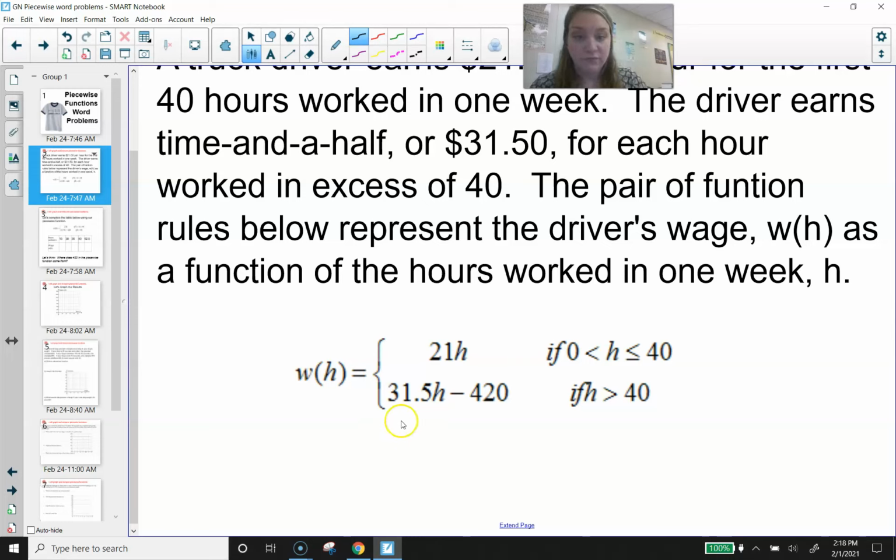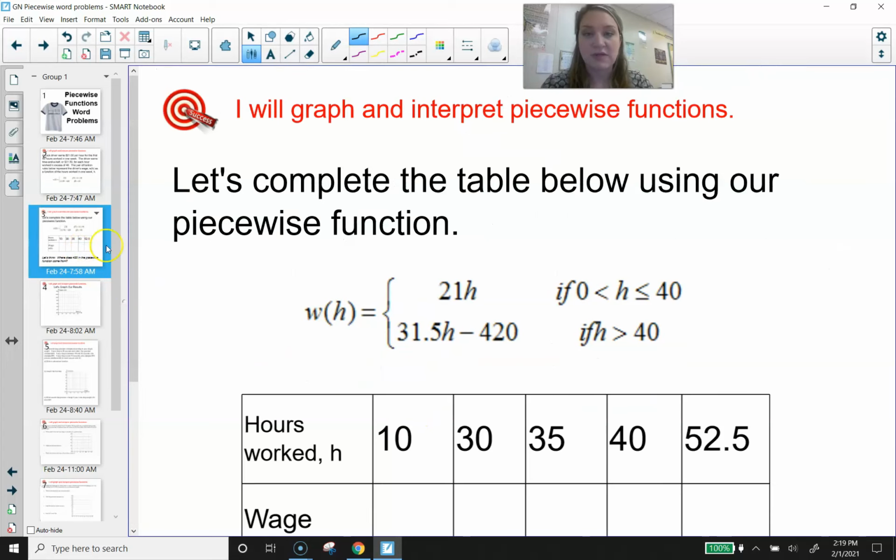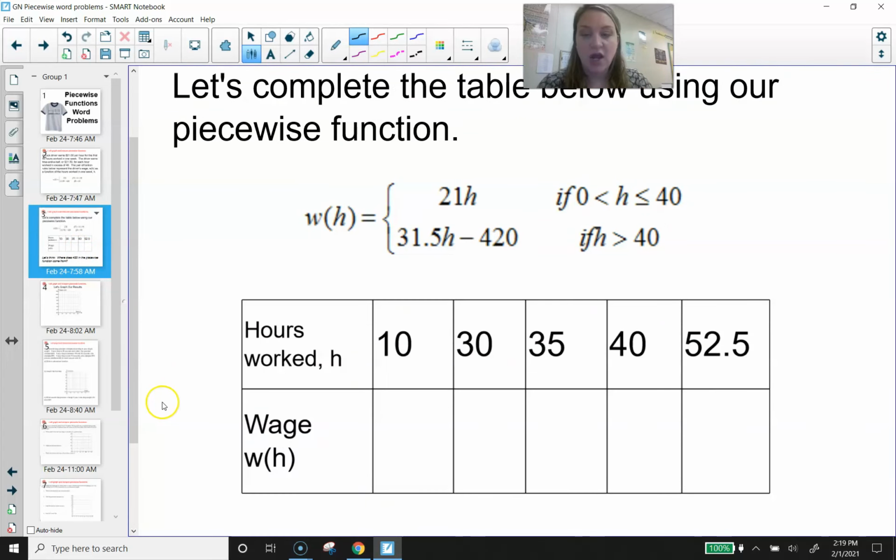Okay? We have 21H if my hours are between 0 and 40, being equal to 40. And then we have 31.5H minus 420 if our hours are more than 40. Okay, so let's explore this a little bit. So let's fill in our hours worked based off of what H is. So like we did with evaluating, when we have a value for H, we have to figure out which equation it's going to get plugged into. I can't plug it into both, it only works for one.